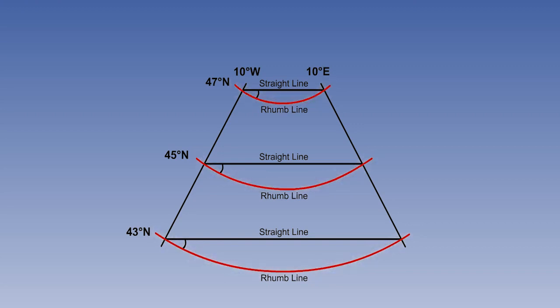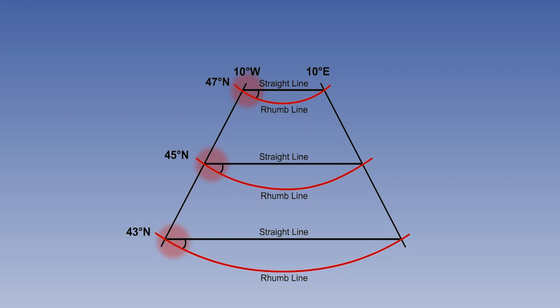You can see that the three rhumb lines, which all cut the meridians at right angles, are parallel to each other. And also the three straight lines are all parallel to each other, although at different latitudes. So, the angle between the rhumb line and the straight line is the same in all three cases.